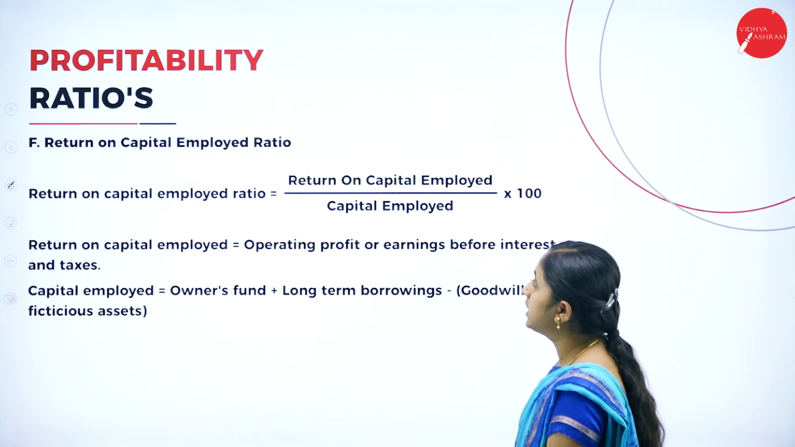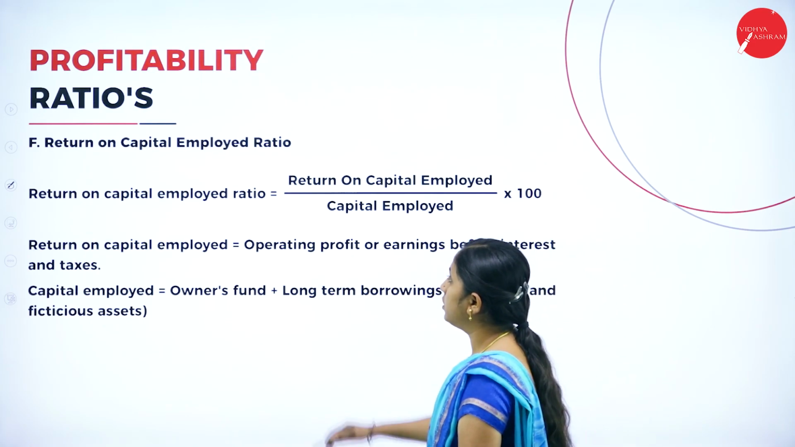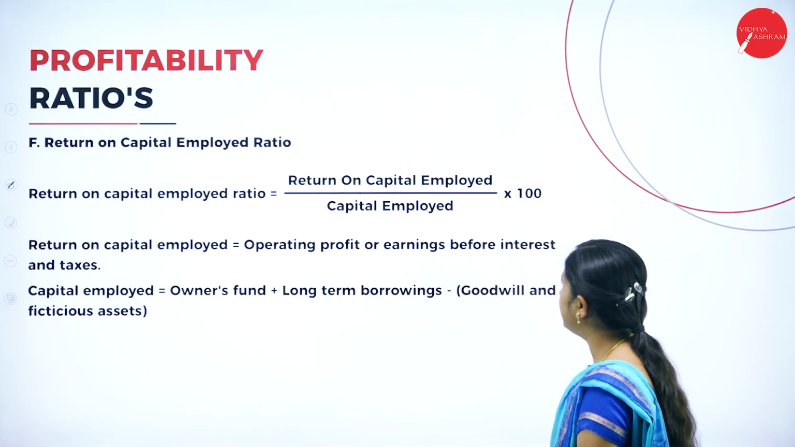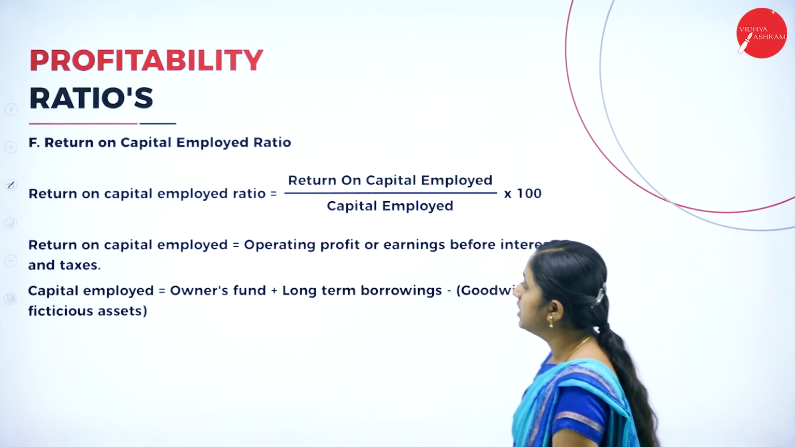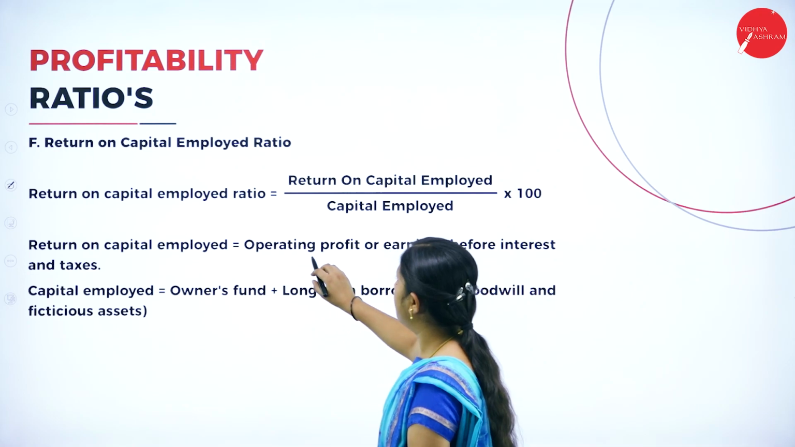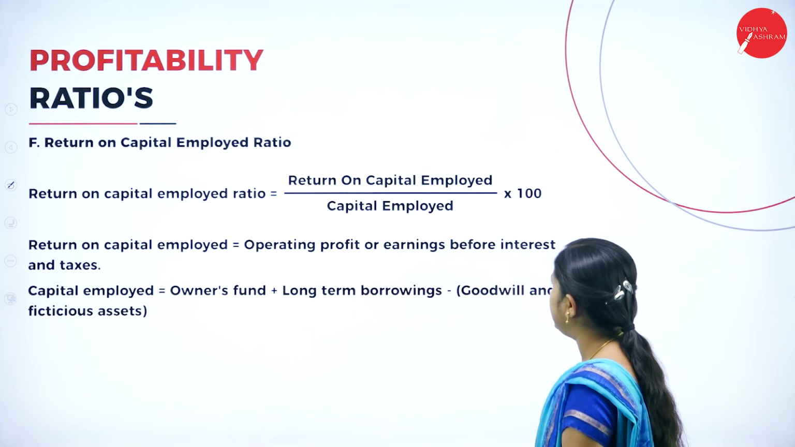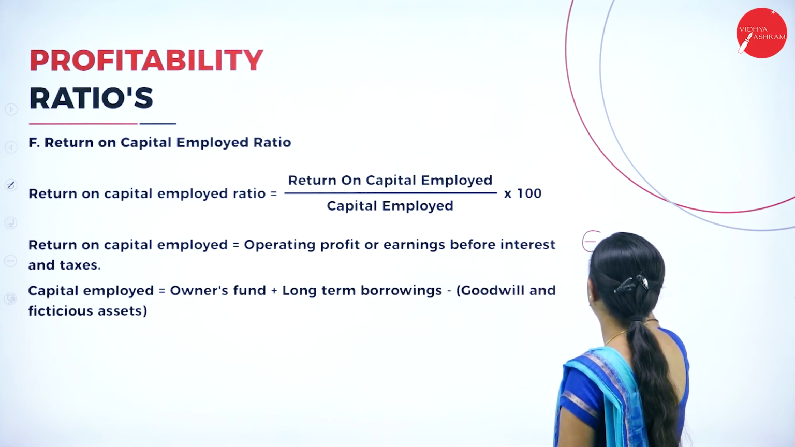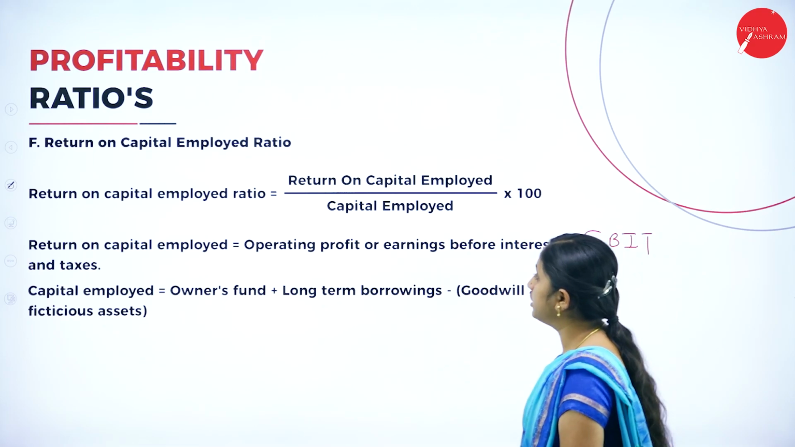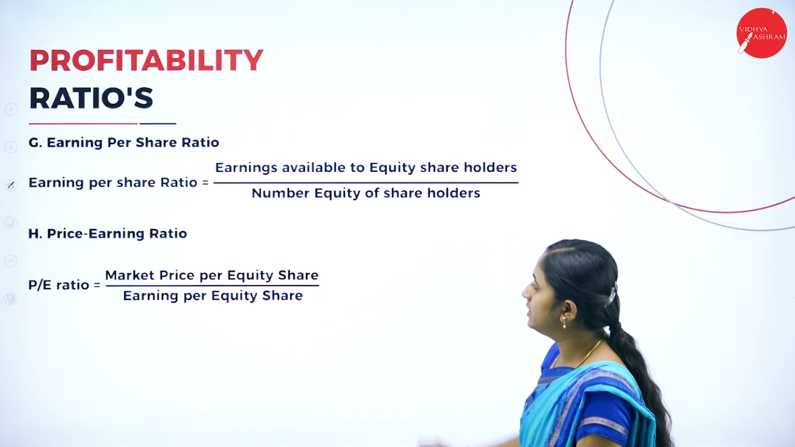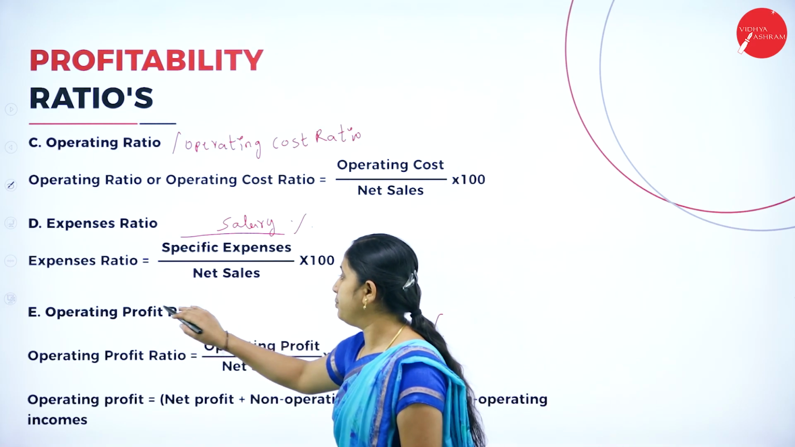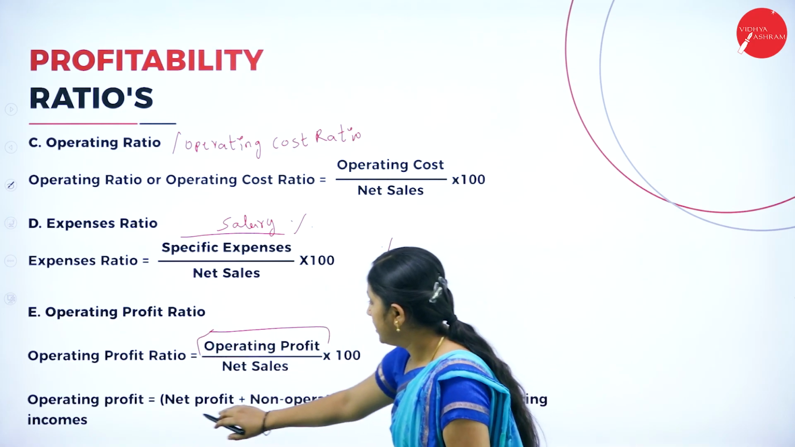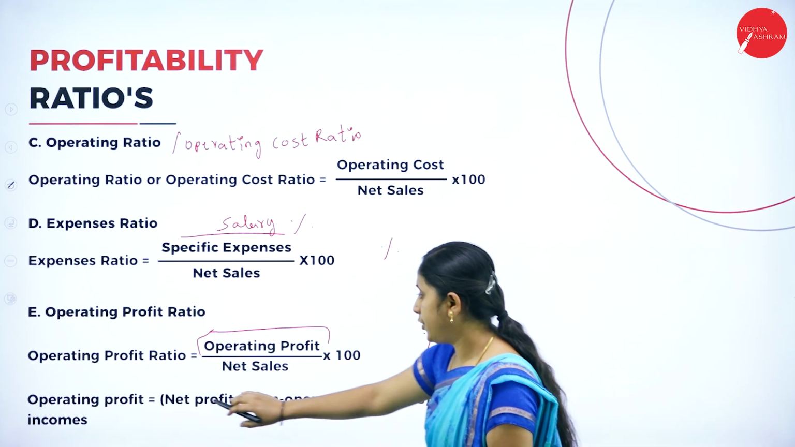Next, return on capital employed ratio. Return on capital employed ratio is equal to return on capital employed divided by capital employed into 100. Here, return on capital employed is equal to operating profit or EBIT, that means earnings before interest and tax. For this, operating profit means in the earlier calculation, in the operating profit ratio, we calculated this operating profit, right? So, net profit plus non-operating expenses minus non-operating income.